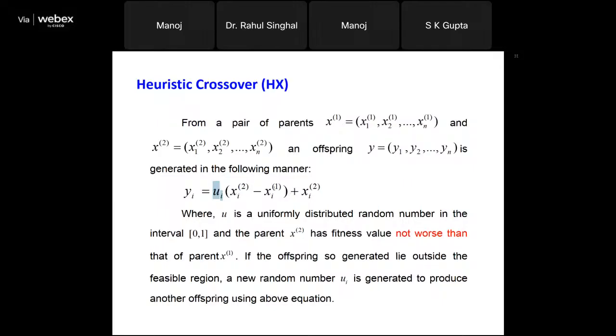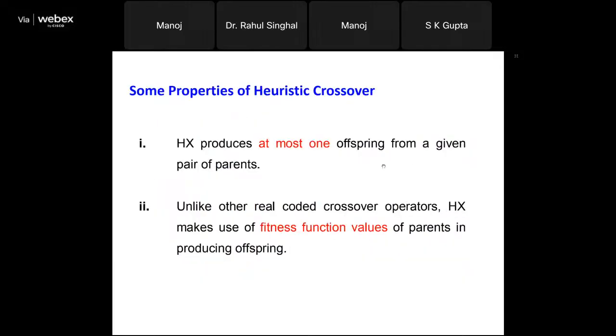I will try k times producing new offsprings using the same set of parents, and if all the time I failed, nothing will be produced. That means I have to drop this idea, right? So that is why it is written that heuristic crossover produces at most one offspring, right? Because there may be failure also, because it may violate the bounds also.